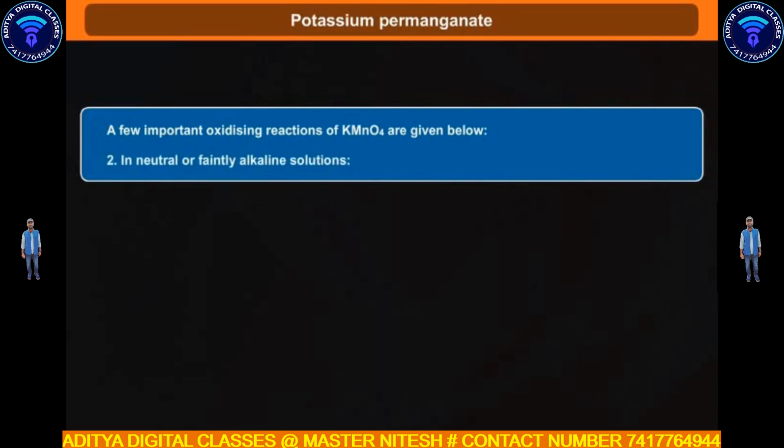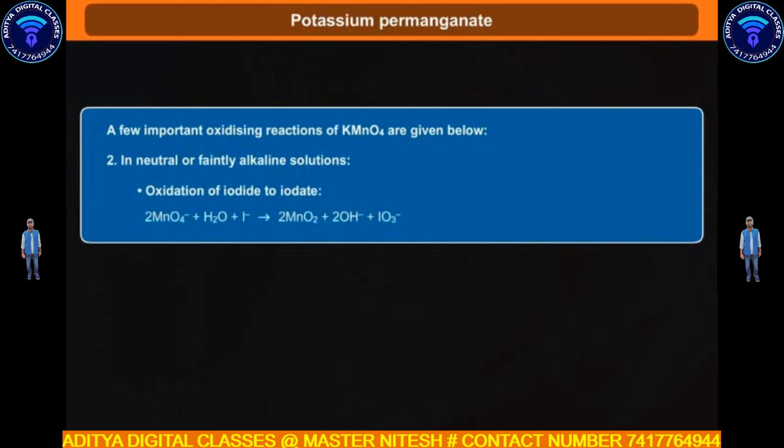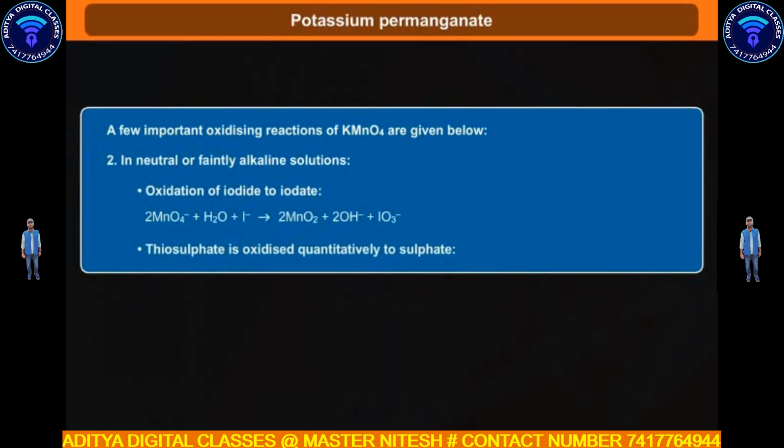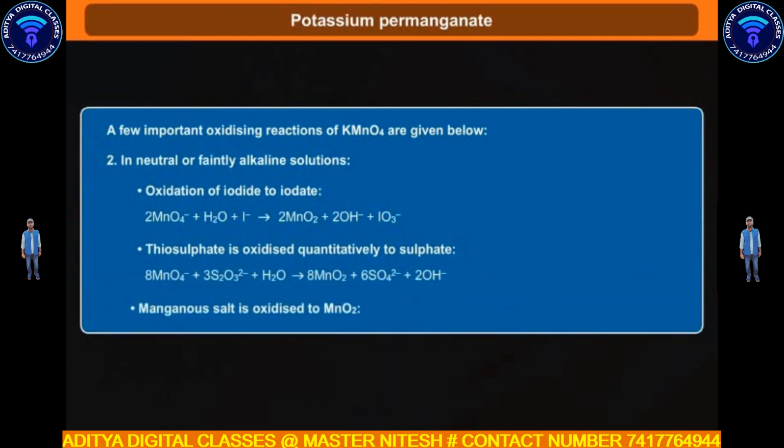Second, in neutral or faintly alkaline solutions, oxidation of iodide to iodate. Thiosulfate is oxidized quantitatively to sulfate. Manganese salt is oxidized to MnO2.